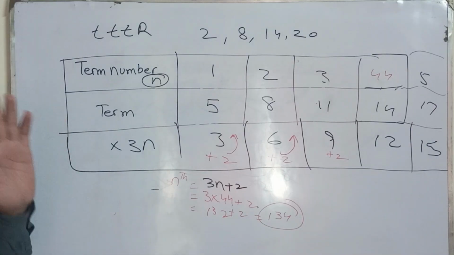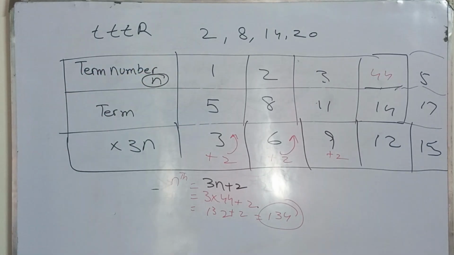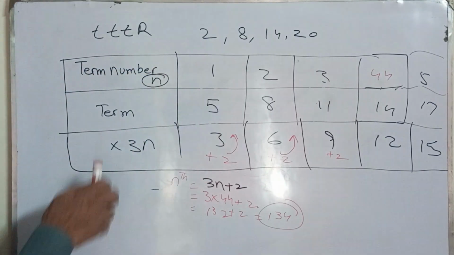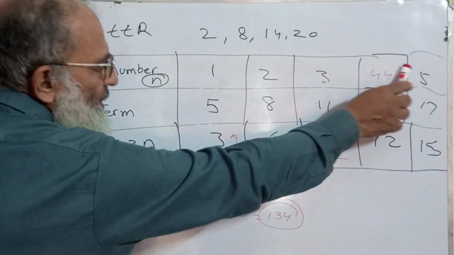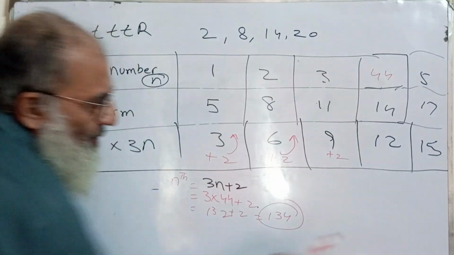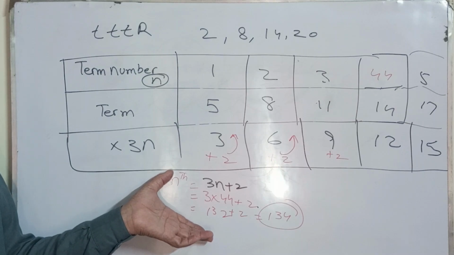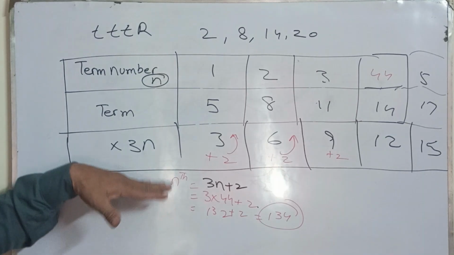Understood my point? So how do we find it, just in one line, rather than filling the board with first term, second term, third term, fourth term, and here you get the 44th term. I just found it in 2 lines. So this is how we find the nth term.